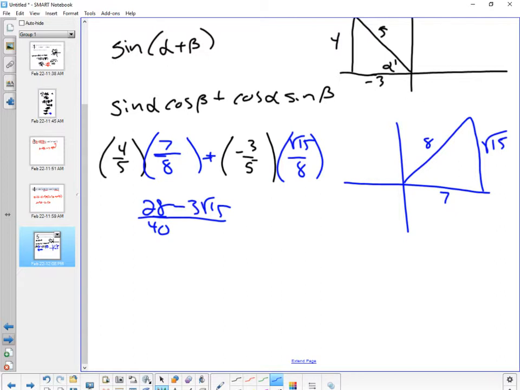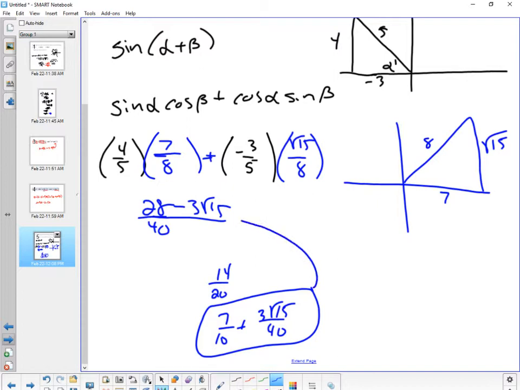well, it's done. 14 over 20, 7 over 10, plus 3 radical 15 over 40. So this one or this one. Okay. Oh my gosh. Okay, so it doesn't want it rationalized like that. It wants what you already have, 28 minus whatever. It wants this one? Yeah. Okay. And I didn't rationalize, I just split it up to simplify. Remember, there were no radicals in the denominator anymore. No simplify?